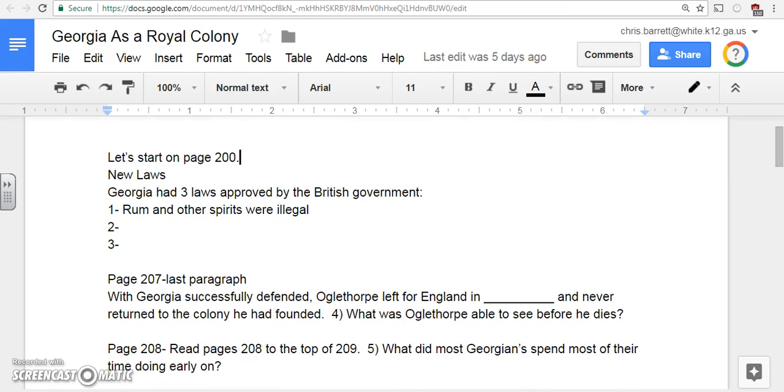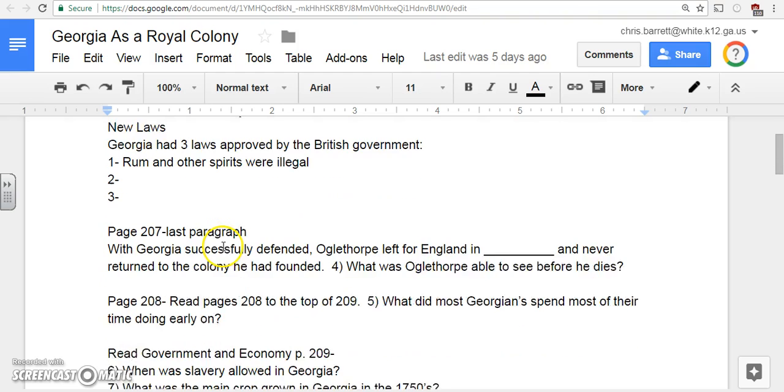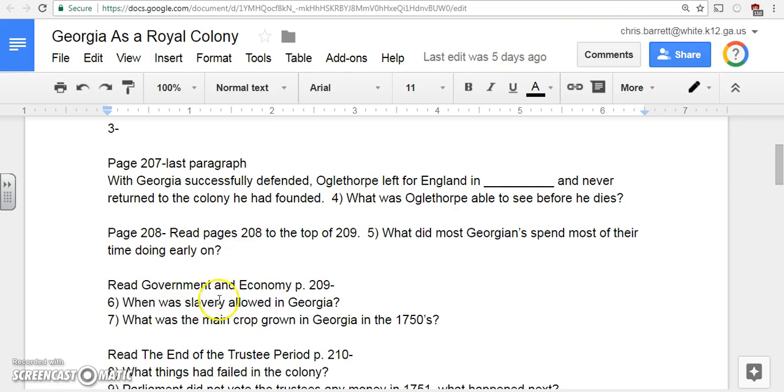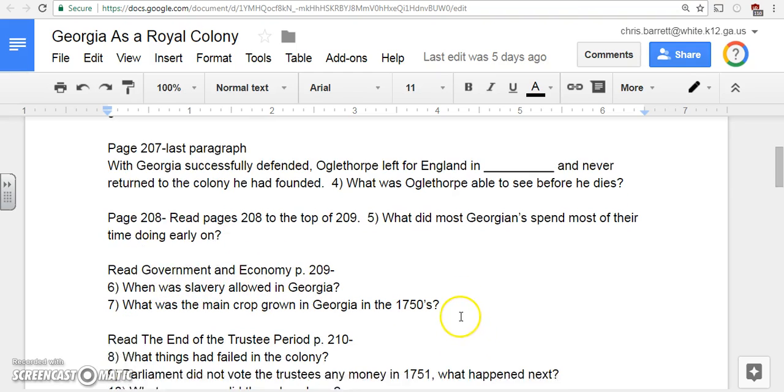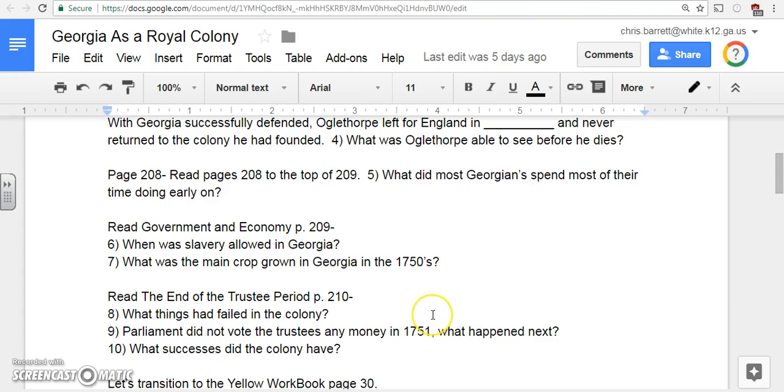Okay? So the second thing that we need to look at is Georgia as a royal colony. Okay? So this is what you created that was left on the board. Georgia had 3 laws approved by the British government. Rum and other spirits were illegal. They had to have a permit to trade with Indians. Slavery was illegal.